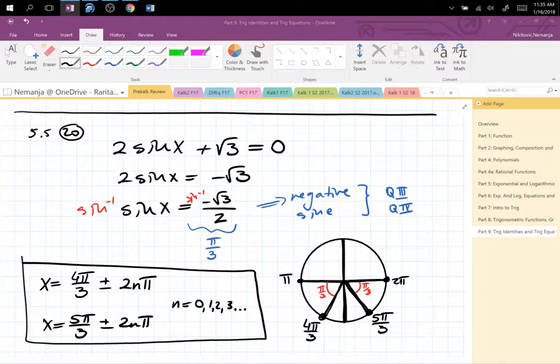Well, let's make it spicy. We are going to change the period now, which will change the amount of principal solutions. The amount of principal solutions in the basic case was 2 on 0 to 2 pi. You've seen it for sine and cosine, and tangent had it as well.